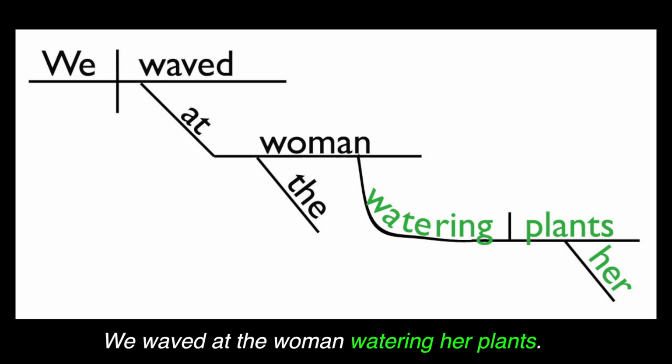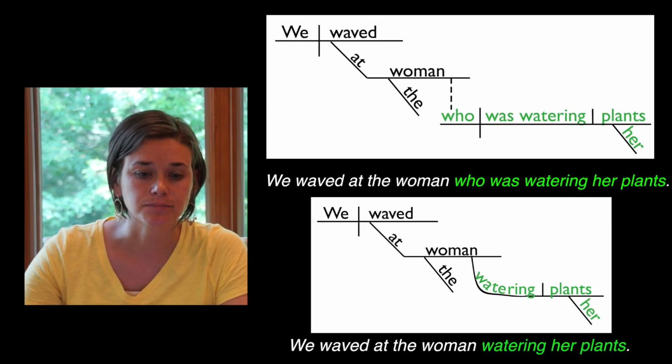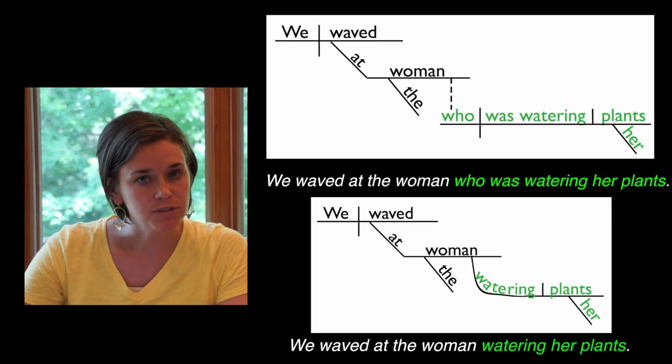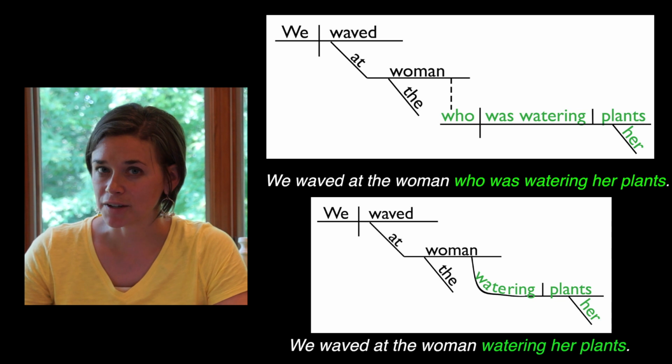Okay, here's the second sentence diagram. We waved at the woman watering her plants. Again, there's a lot going on in this sentence diagram, but I just want to draw your attention to the fact that watering her plants is connected to the noun woman. So just from looking at the diagram, you can see that watering her plants must have something to do with the noun woman because all of those words, watering her plants, are connected to that word. So both of those groups of words are describing the noun woman.